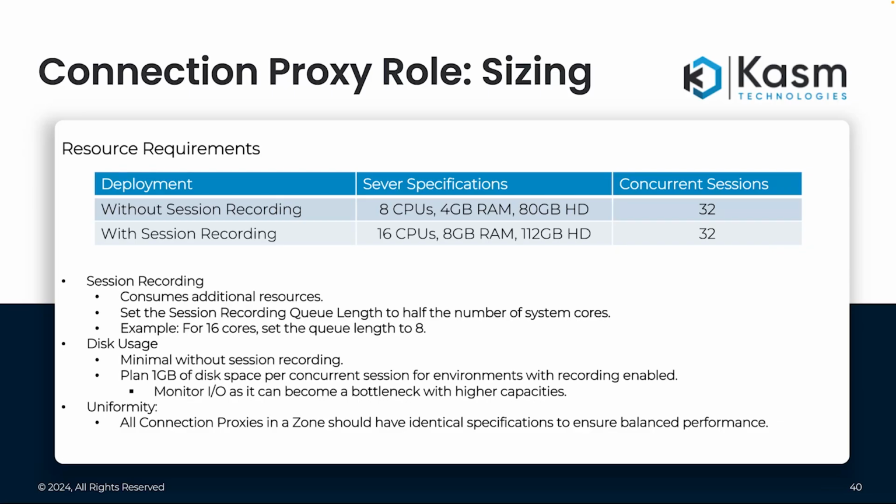Disk usage is minimal when we talk without session recording. However, if we are going to bring session recording into it, then you need to plan on 1 gig of space per concurrent session. You need to monitor I/O in that particular case, because we might have some I/O bottlenecks when we start approaching 32 sessions. But again, definitely monitor I/O and functionality on those recording sessions.